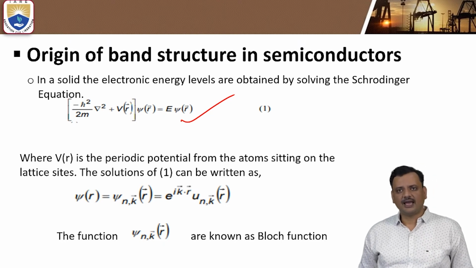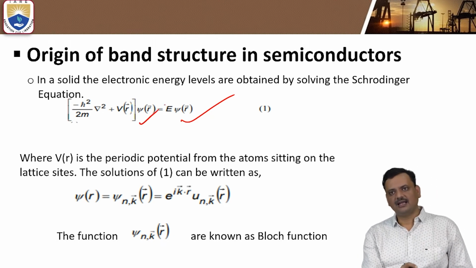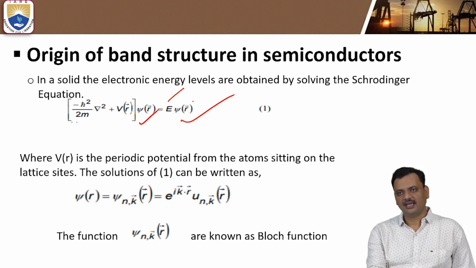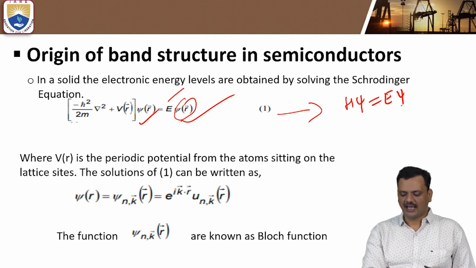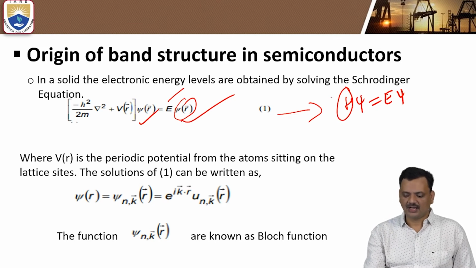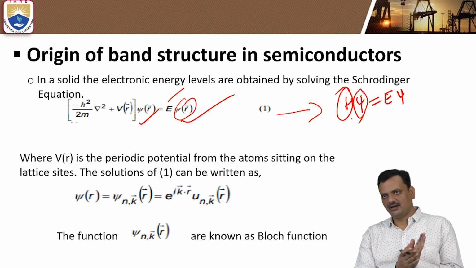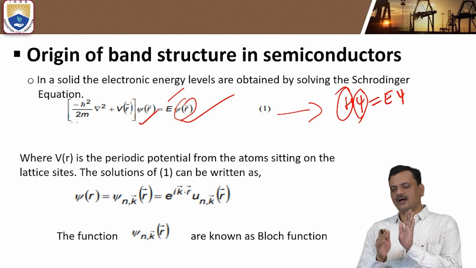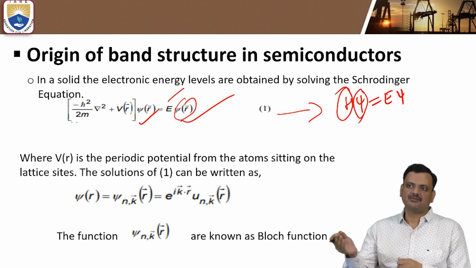This is the famous Schrodinger equation: minus h cross square upon 2m del square plus some potential V(r), and the whole is multiplied by the wave function psi(r), and its value is equal to E, the energy, times the same wave function psi(r). So this equation we can also write as H psi equals E psi. This H is the Hamiltonian operator, operating on a wave function psi. An operator operates on a wave function and gives a value.